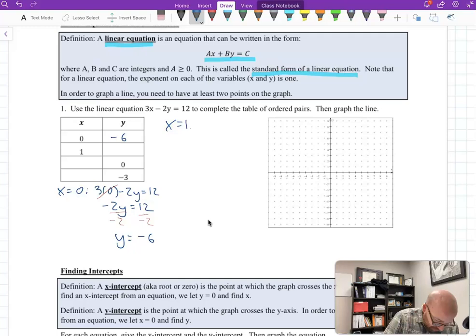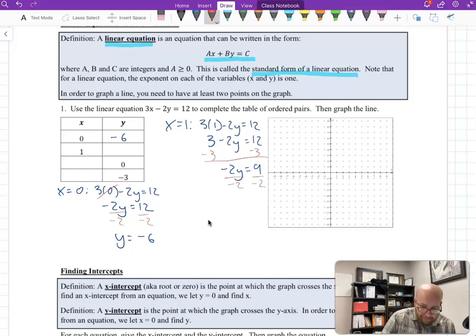X equal to 1. We have 3 times 1 minus 2y is equal to 12. So that's 3 minus 2y is equal to 12. We'll subtract 3 on both sides. That gives me negative 2y is equal to 9. Divide by negative 2. And that will give us y is equal to negative 4.5.